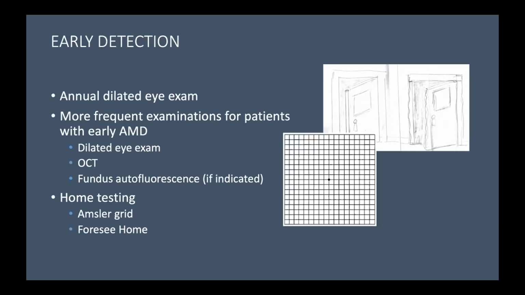And we ask them to let us know if there's any distortion, any bends or waves or curves that they identify on the grid. And we do it in the office and also send patients home with the grid and ask them to test at home.